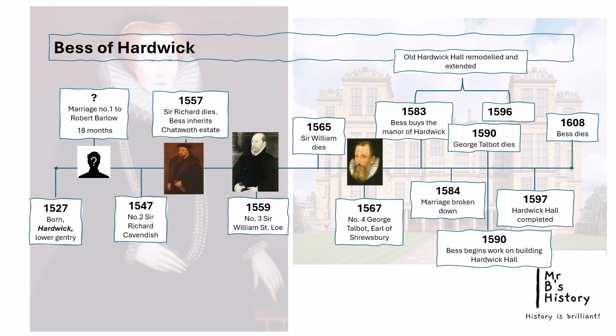And then she goes and marries 4 times. Each time the husband is wealthier, has higher status in Elizabethan society, and as a result, Bess becomes richer and more powerful. So much so that by the end of the Elizabethan era, she is widely considered to be the second richest woman, or in fact the richest woman in England after the Queen herself. So Bess of Hardwick, quite a life.